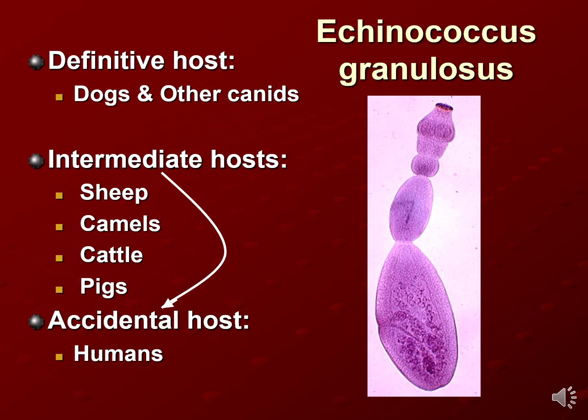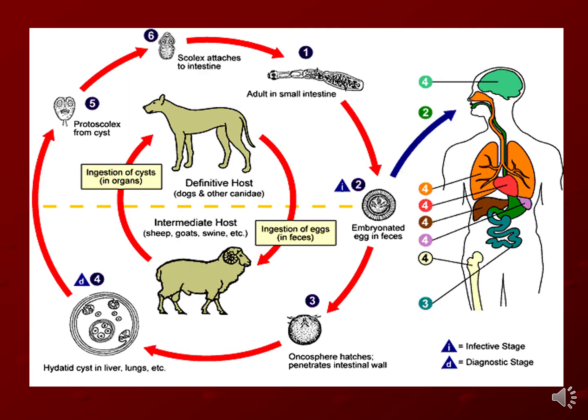So this worm occurs in dogs and other canids. The intermediate hosts are sheep, camels, cattle, and pigs. Those are the herbivorous animals. Accidentally, it can infect man as well. So if man ingests the egg, man can be infected. So you see this life cycle, it circulates between dogs and sheep usually.